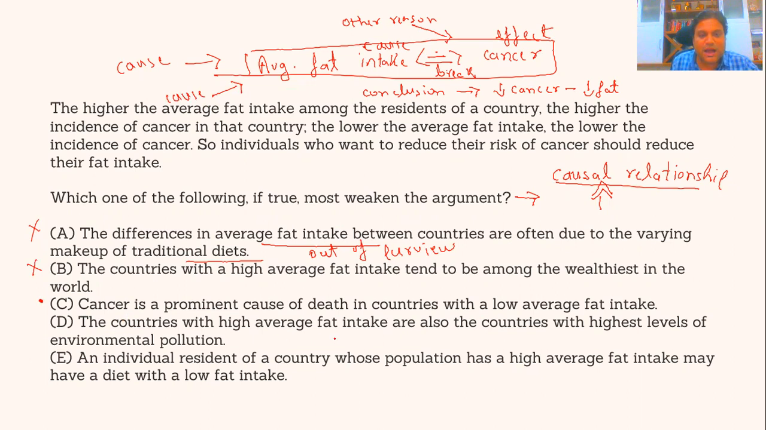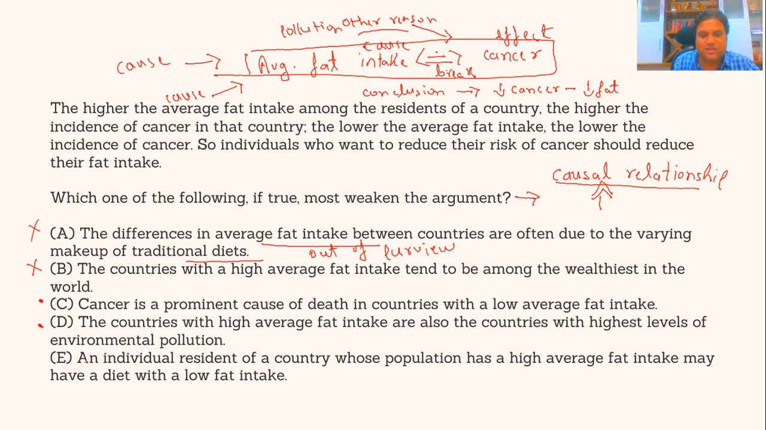D: The countries with higher fat intake are also the countries with the highest levels of environmental pollution. Now, this breaks the causal relationship. Why does this break the causal relationship? Because it says that in the countries where fat intake is higher, there is another thing also which is higher, and that is pollution. Now, it is quite possible that because of the pollution, there are higher incidences of cancer. That's why this is the right answer. But we'll compare, and I will tell you why C is not the right answer.